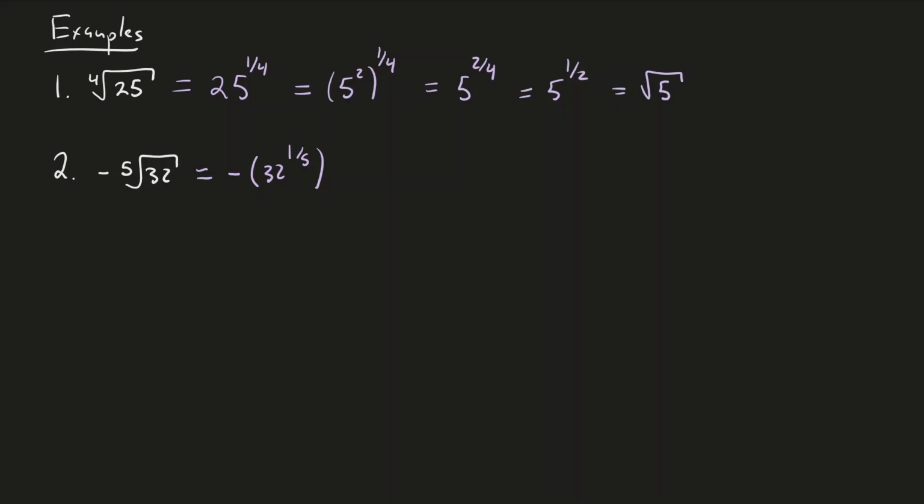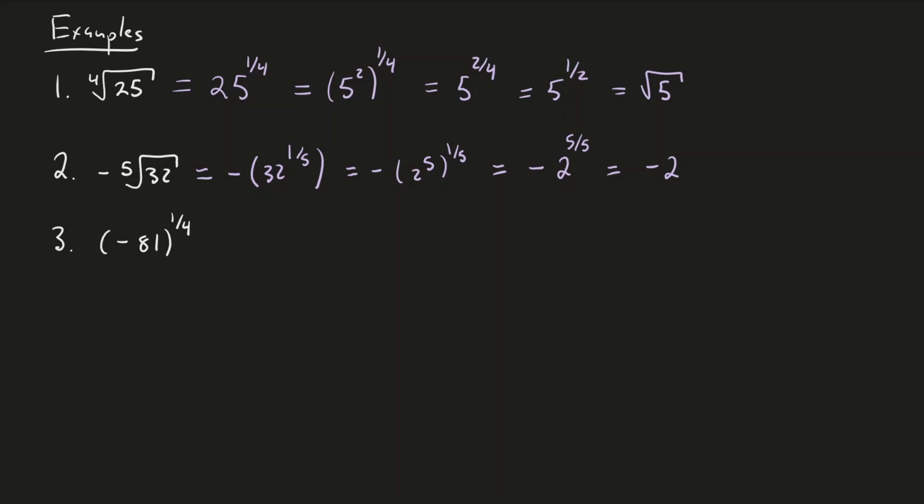But isn't 32 2 to the 5th? So this is equal to negative 2 to the 5th to the 1/5 power, which simplifies rather nicely to negative 2 to the 5/5. Well, that just simplifies down to negative 2 to the 1. So I'm just going to leave it like negative 2. That's super nice. 3. How about negative 81 to the 1/4?